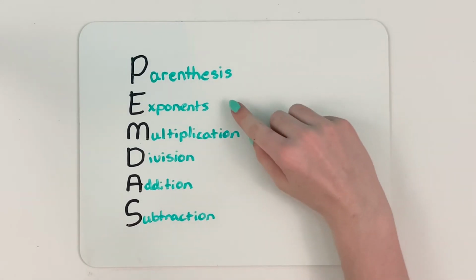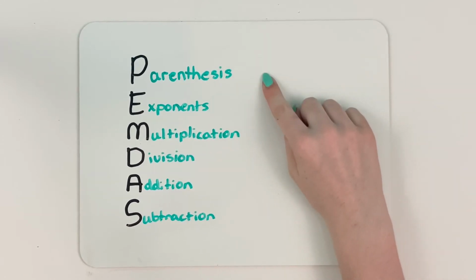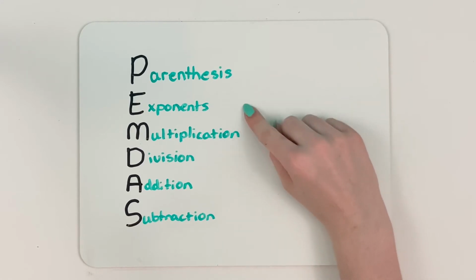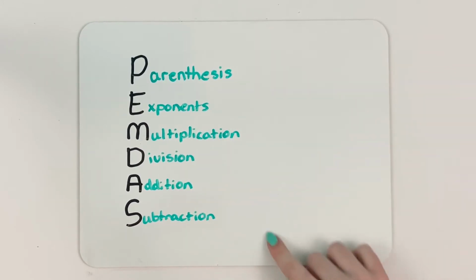If you want to move on to doing exponents or anything further down here, you have to take care of the parentheses first. And then once this has been taken care of, you can move on to exponents. Once that has been taken care of, you can move on to multiplication. And that's the way that it works all the way down.